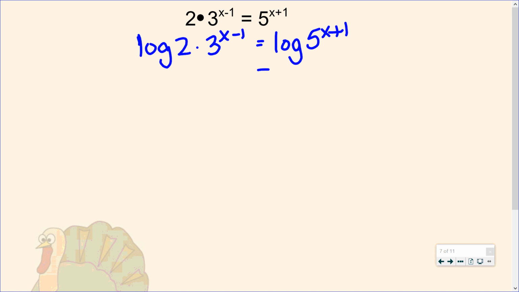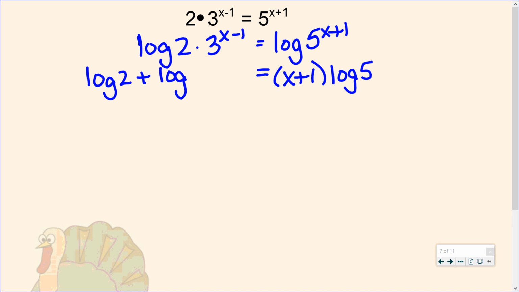On the right, x plus 1 is on the 5, so I can bring it down. Now here's the problem on the left. I can't bring the x minus 1 down because it's not a power on the 2. It's only a power on the 3. So I need to separate the 2 from the 3. How can I do that? Change it to addition. Use your log properties. Make it log 2 plus log 3 to the x minus 1.